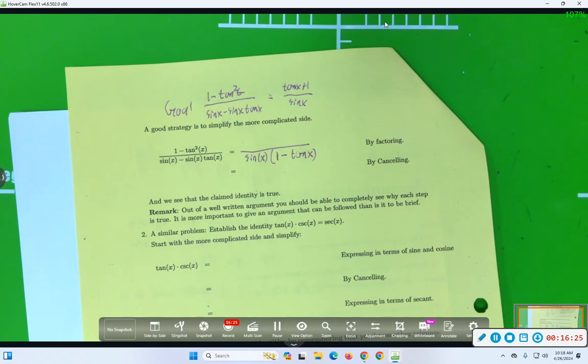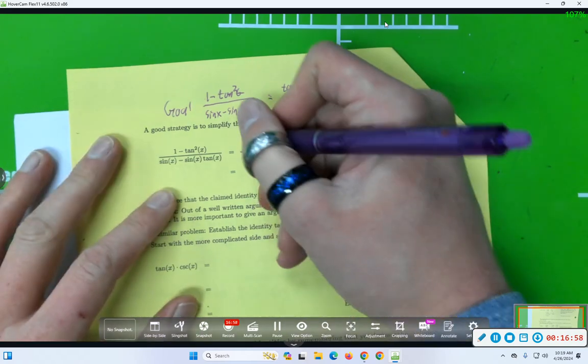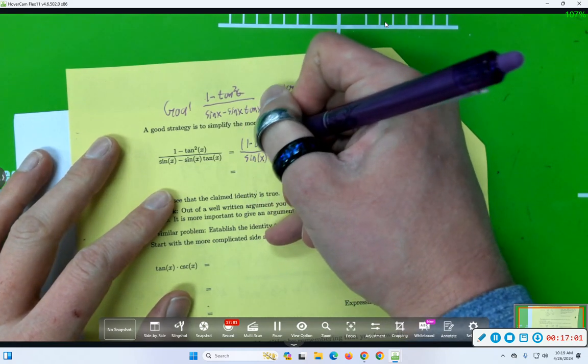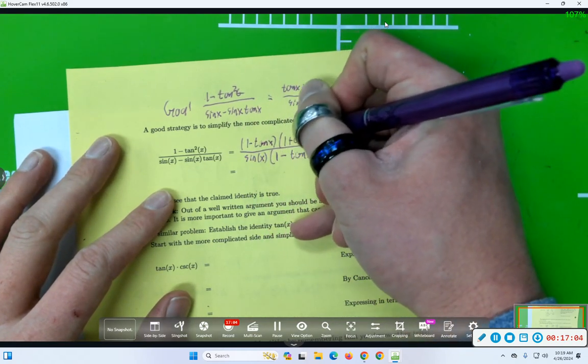And that even gives me an idea of what else should happen. In this thing that I wanted to simplify down to, that 1 minus tangent x goes away. So that means this 1 minus tangent x should cancel with something else, hopefully something in the numerator. So let's try to factor that numerator. How does the numerator factor? Excellent. It factors as 1 minus tangent x times 1 plus tangent x.